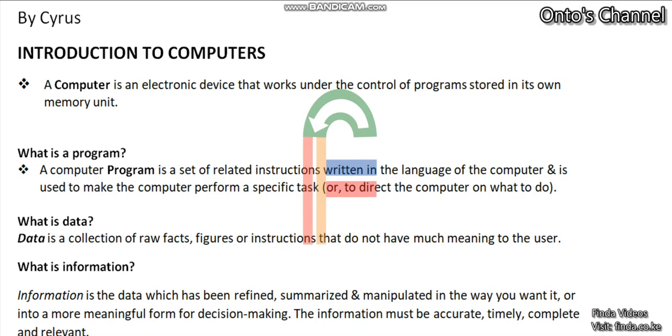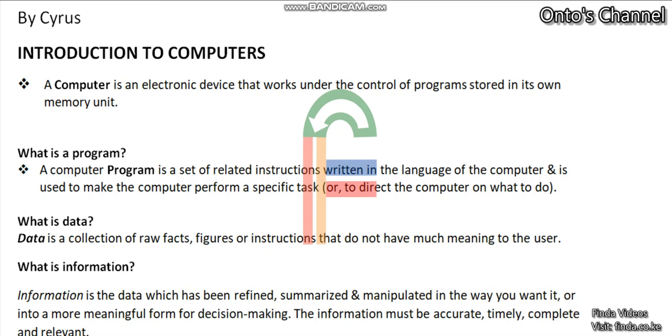Let's start. A computer is an electronic device that works under the control of programs stored in its memory unit. So a computer, the first thing you're looking at is that a computer must be an electronic device. Why is a computer an electronic device?